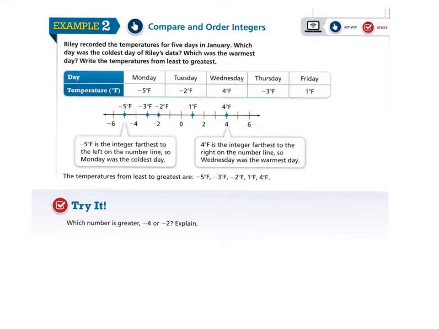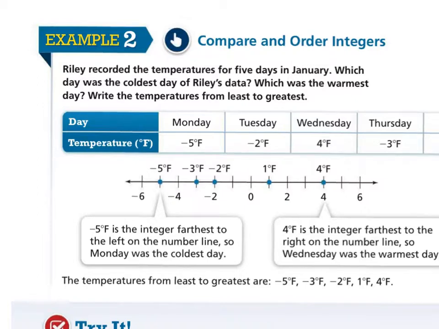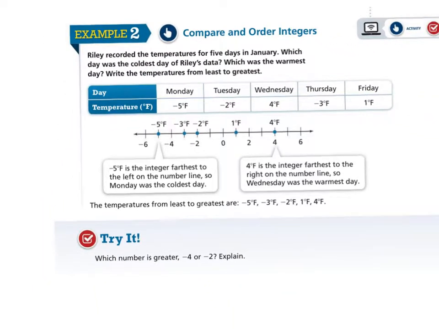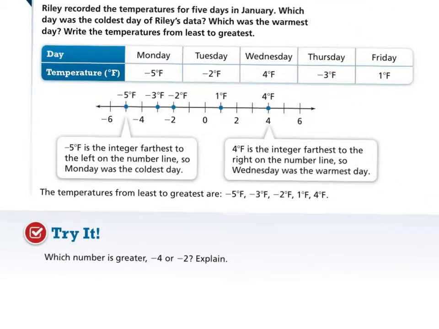So if we look at example 2, Riley recorded the temperatures for 5 days in January. Which day was the coldest day and which day was the warmest day? Write the temperatures from least to greatest. So when we're doing this, if you wanted to, we could put this in order on a number line, if that's helpful. Another way you could do is just think about whatever's more negative is going to be the lowest temperature. So in this case, the lowest temperature is the -5, and then -3, -2, 1, and 4.